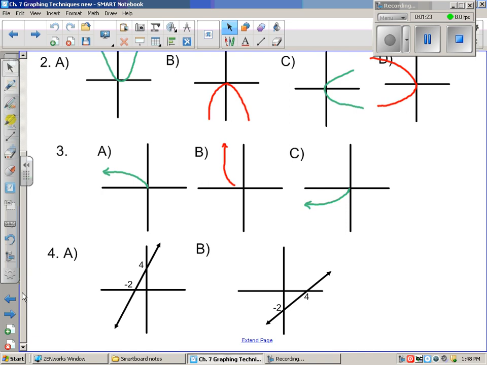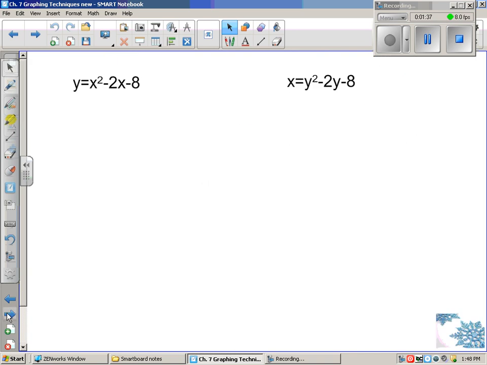A few weeks ago, we were doing a chapter about inverses. And one of the things we talked about was that to solve for the inverse, we would simply switch the x and the y around. And we even looked at the graph. So, when we look at these equations, there is a relationship between them.